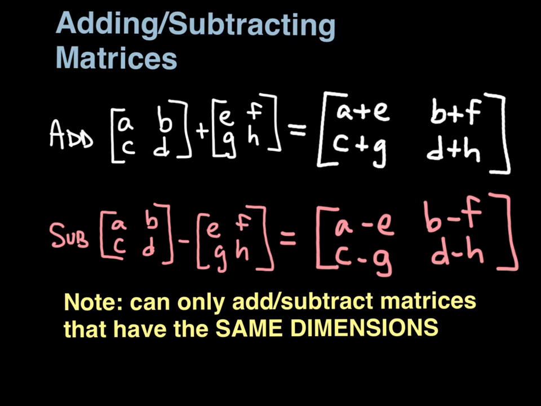Now we should take note that we can only add and subtract matrices that have the same dimensions. Like this is a 2 by 2 and a 2 by 2. If they didn't have the same dimensions, there would be no corresponding elements to add. You should also notice that the final dimensions of your matrix will be the same as the matrices that you started with. So if you add a 2 by 2 and a 2 by 2, you'll end with a 2 by 2 matrix.